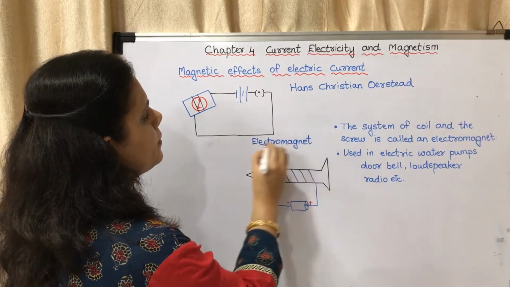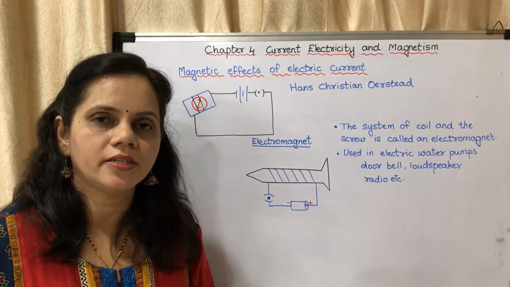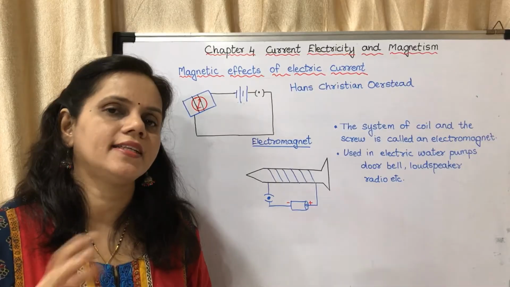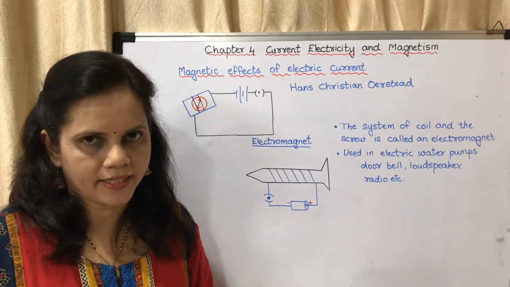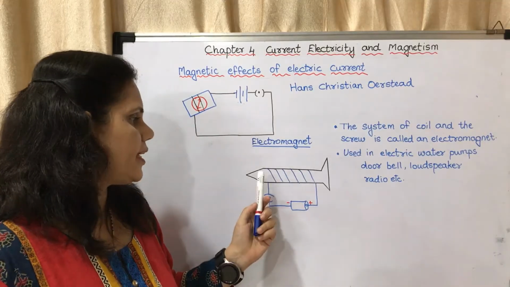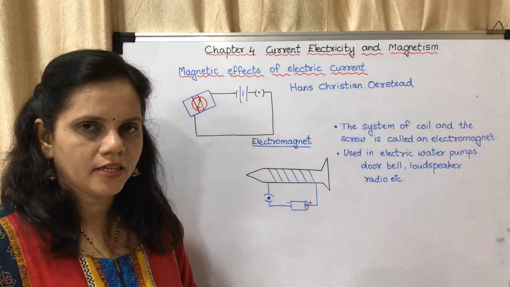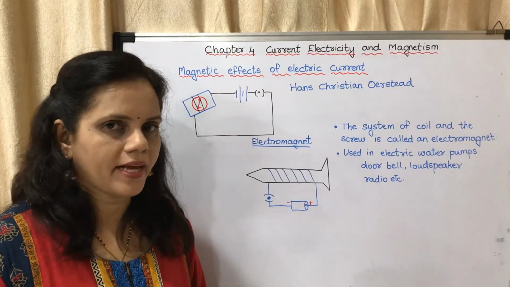Now what do you mean by electromagnet? Electromagnet means the magnet when there is electricity. When there is no electricity, it is not a magnet. For example, they have taken a nail and wound the wire around it. If you are just winding the wire around it, it cannot act as a magnet.